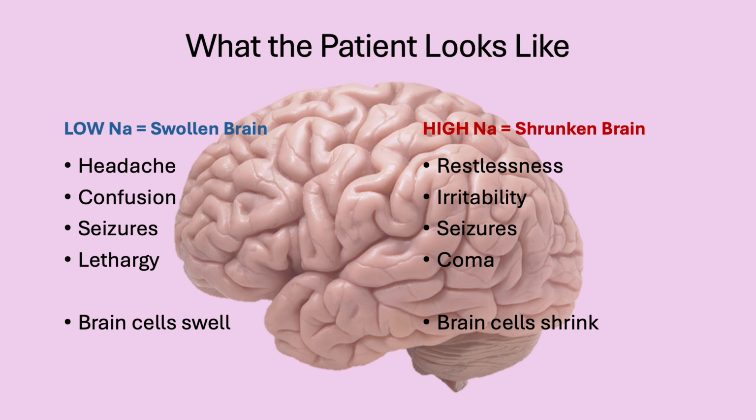Now, when the patient's sodium goes high, there's not a whole lot of water because water is moving out of the brain cells. So those brain cells will shrink. This patient will seem very restless, irritable, may also have some seizures, and even could go into coma. NCLEX tip for sodium symptoms. If you see neurosymptoms, especially confusion or seizures, you might want to think that sodium is the culprit here. So think sodium with the brain.